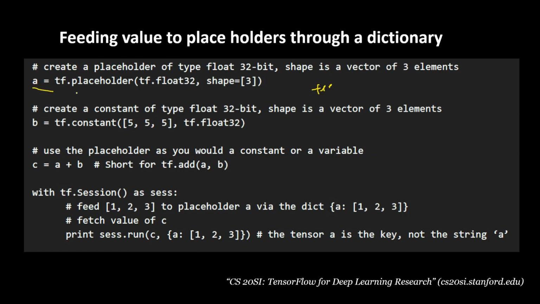So suppose this is a placeholder of shape 3, this is a constant, and this is the addition operation. In order to get the value of c, we'll run it through a session, but we'll feed the value of a through a dictionary. So a equal to 1, 2, 3. When executing this, it will now give you a correct answer.